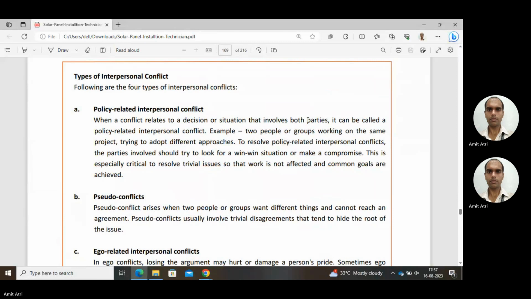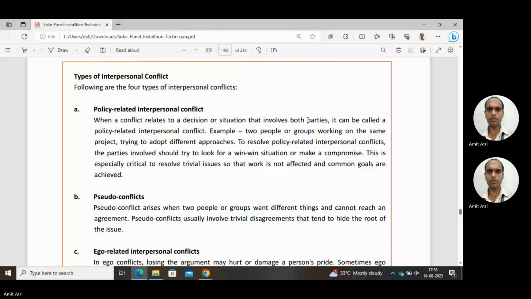Next is pseudo conflicts. These can arise when two or a group of people want different things and cannot reach an agreement. That means it is not easy to make a compromise. They usually involve trivial disagreements that tend to hide the root of the issue, that we have to identify. What is the root of the issue?